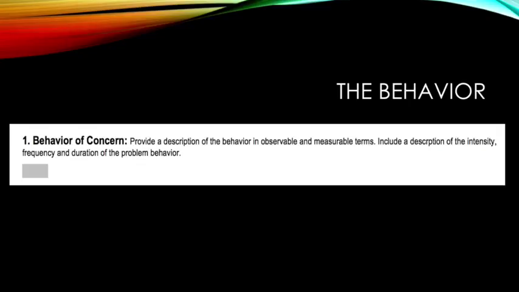First thing we've got to look at is, what is the behavior we're actually concerned with? We have to be able to talk about it in observable and measurable terms. You're going to have to be able to describe the intensity of the behavior, how often the behavior occurs, and how long does it last? What's the duration? So you're going to have to operationally define each one of these key components of the behavior.